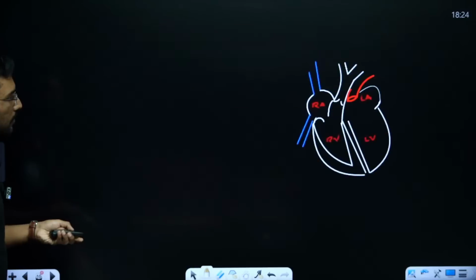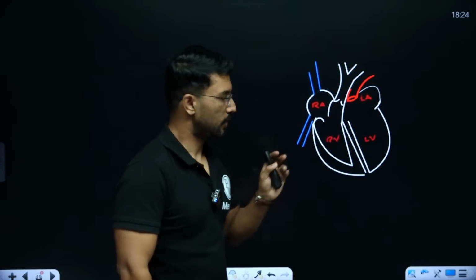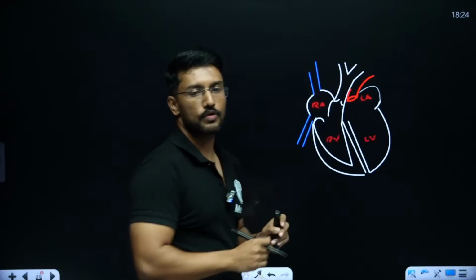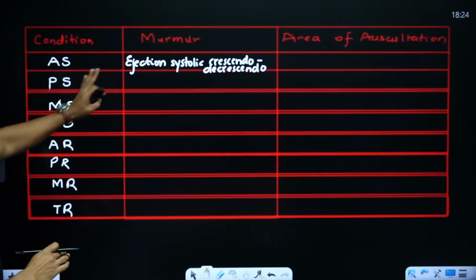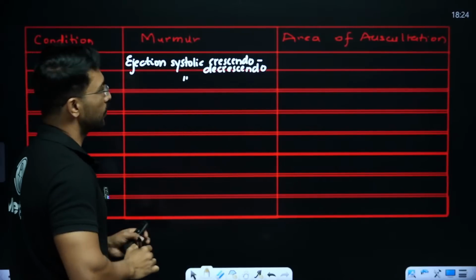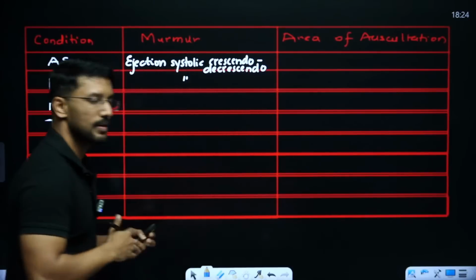And please remember, the pulmonic valve is the right-sided counterpart of the aortic valve. The same time when the aortic valve opens, the pulmonic valve also opens. So the murmur of pulmonic stenosis will be exactly the same as aortic stenosis: the same ejection systolic crescendo-decrescendo murmur. So in the question, how will I get to know whether this is talking about AS or PS?